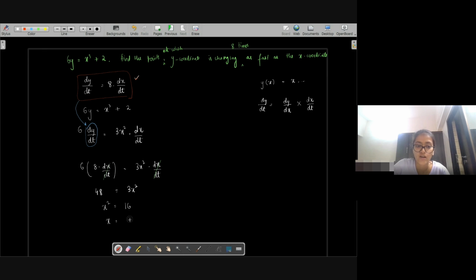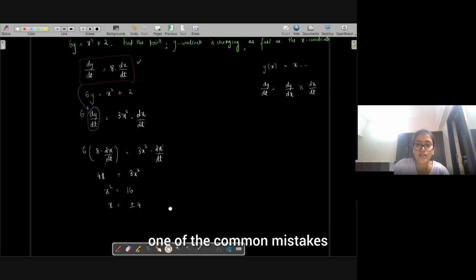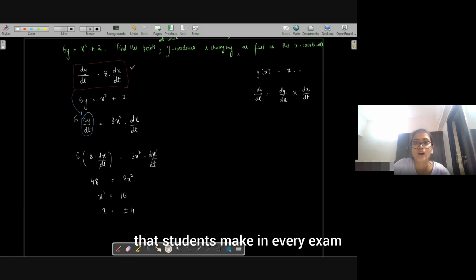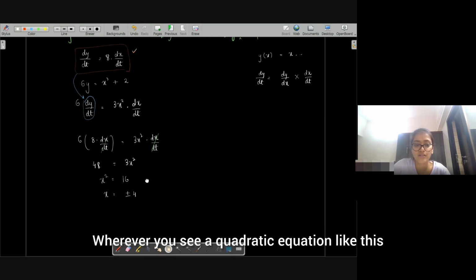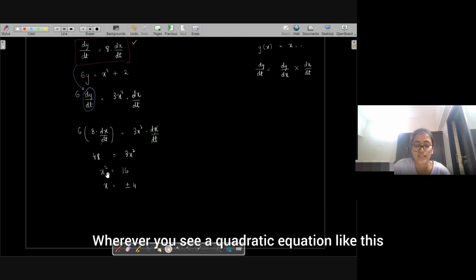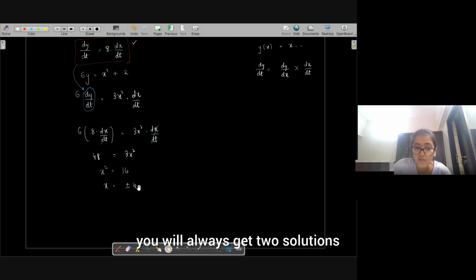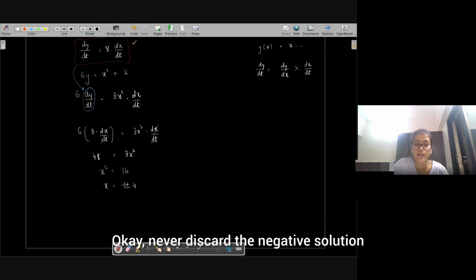Now, this is one of the common mistakes that students make in every exam, like in SAT or even in AP exam. Wherever you see a quadratic equation like this, x squared is equal to something, you will always get two solutions, plus and minus square root of 16. Never discard the negative solution.